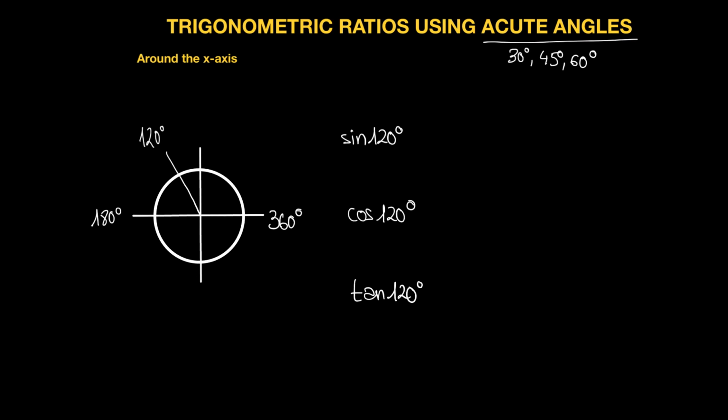In this case, I choose 180 because it's the closest angle to 120, and I can obtain the difference, which is 60 degrees, an acute angle, the acute angle that I need. This situation allows me to rewrite the 120 as 180 minus 60.